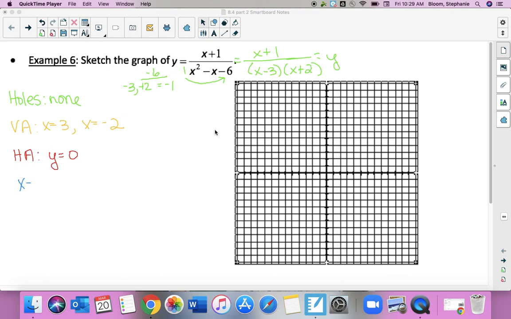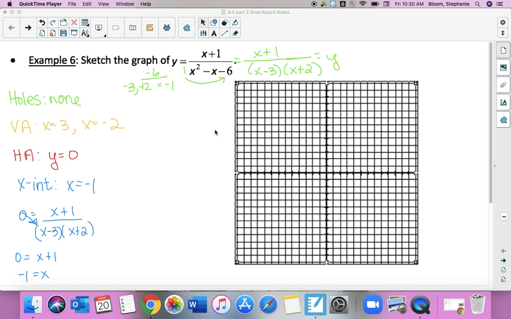And then lastly, we're finding x-intercepts. So I'm taking my simplified form here, and I'm going to set it equal to 0. So 0 equals x plus 1 over x minus 3 times the quantity x plus 2. I cross multiply. Hopefully you're seeing a pattern here. The denominator always just becomes 0, and you're setting 0 equal to the top. And so my x-intercept would be -1.